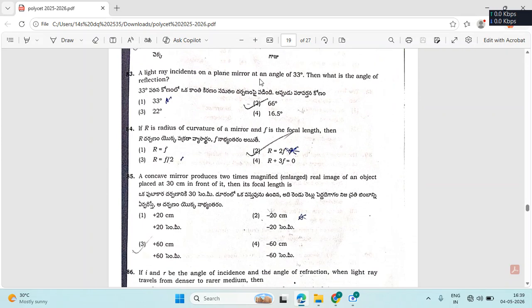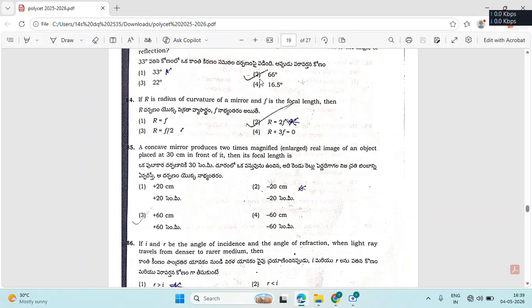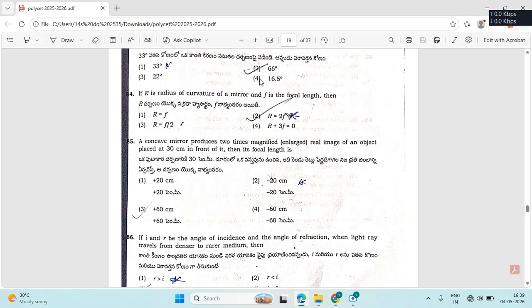A light ray is incident on a plane mirror at an angle of 30 degrees. Then what is the angle of reflection? 32 degrees, 66 degrees, 22 degrees, 16.5 degrees. The correct option is 1 and the answer is 33 degrees. If r is the radius of curvature of a mirror and f is the focal length, then r is equal to f, r equal to 2f, r equal to f by 2, r plus 3f is equal to 0. The correct option is 2 and the answer is r equal to 2f.